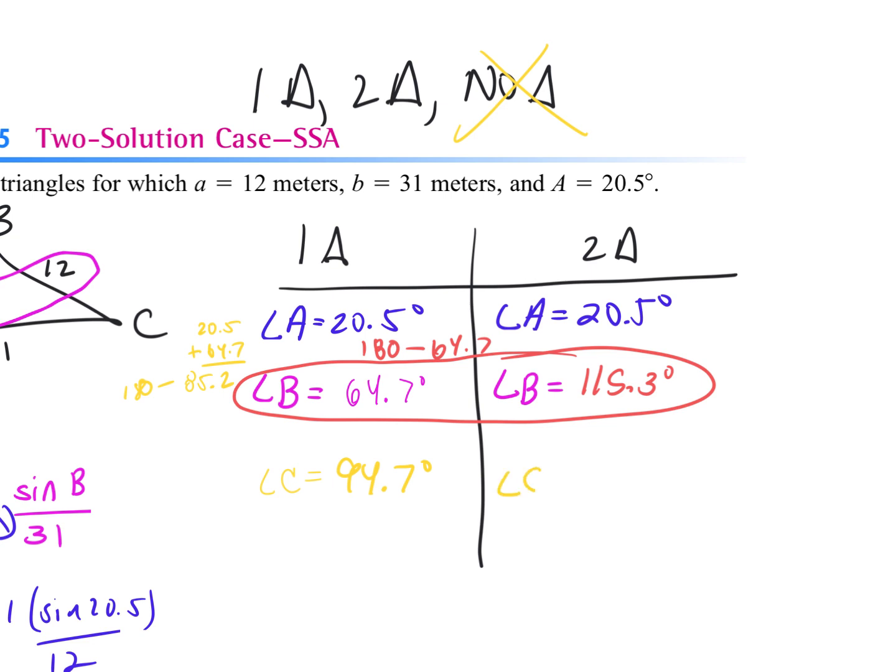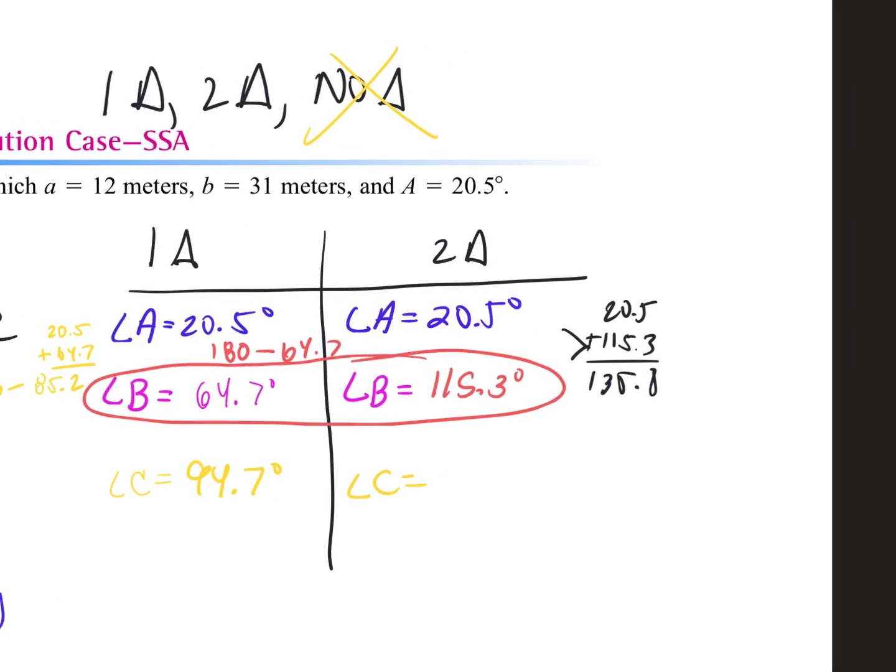No. How do I figure out if I have a second? What do I do with those two numbers? I'm going to add them together. Okay, so what's 20.5 plus 115.3? What is it, 135.8? All right, then what do I do with that? 180 minus 135.8 gives me what? 44.2? That is your angle over here.